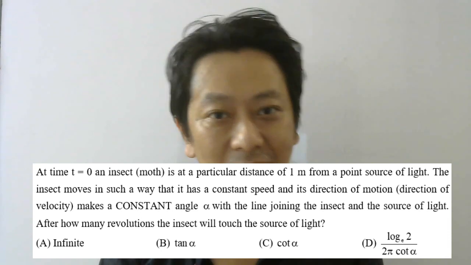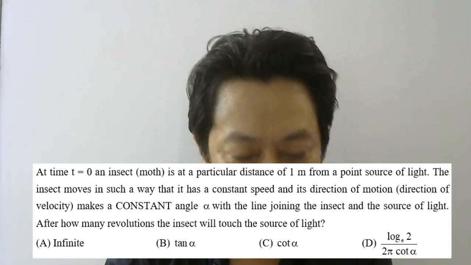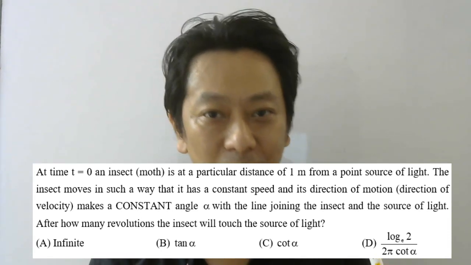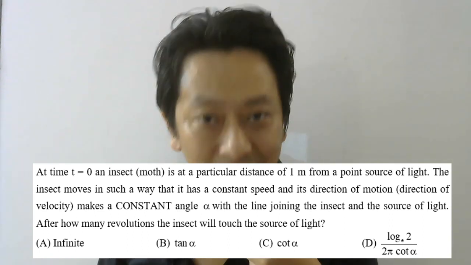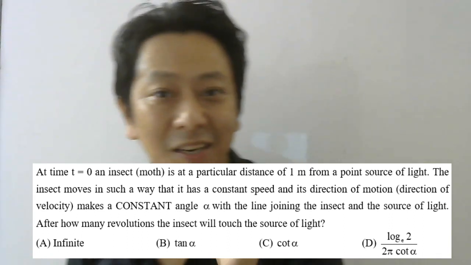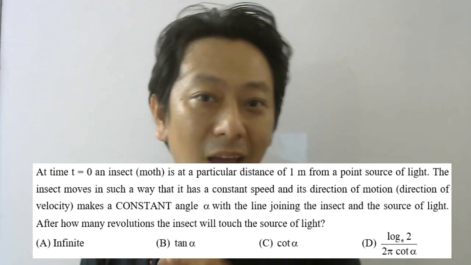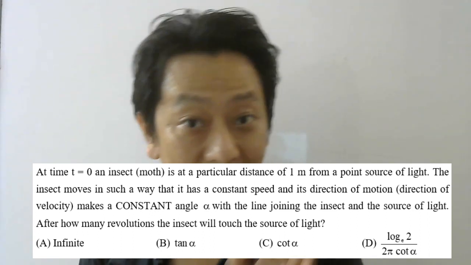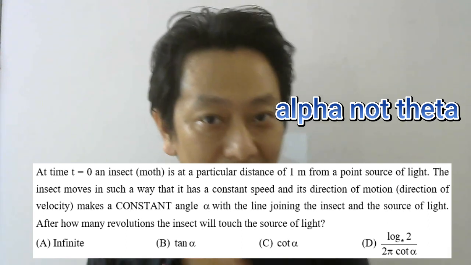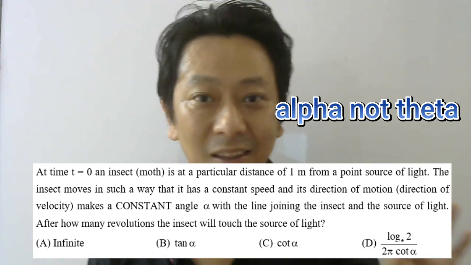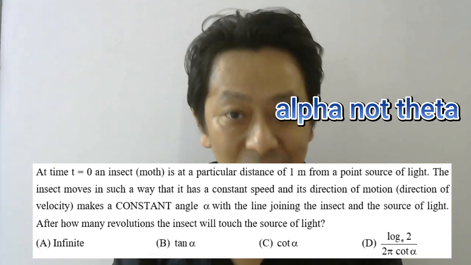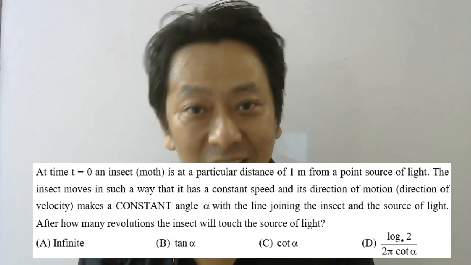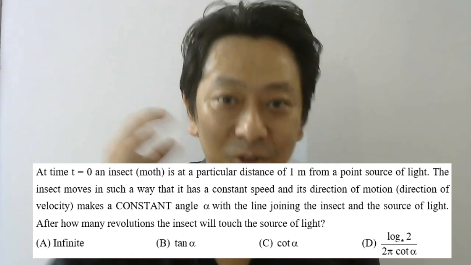At time 0, an insect is at a particular distance of 1 meter from a point source of light. Now the insect moves in such a way that it has a constant speed and its direction of motion makes a constant angle theta with the line joining the insect and the point source of light. So the question is, after how many revolutions the insect will touch the source of light?